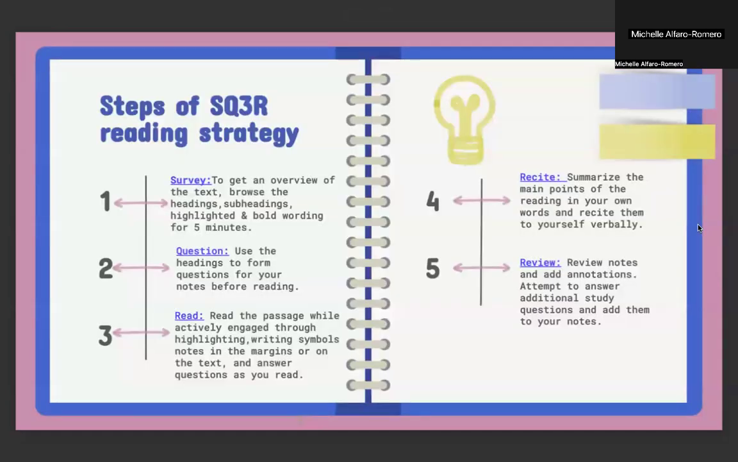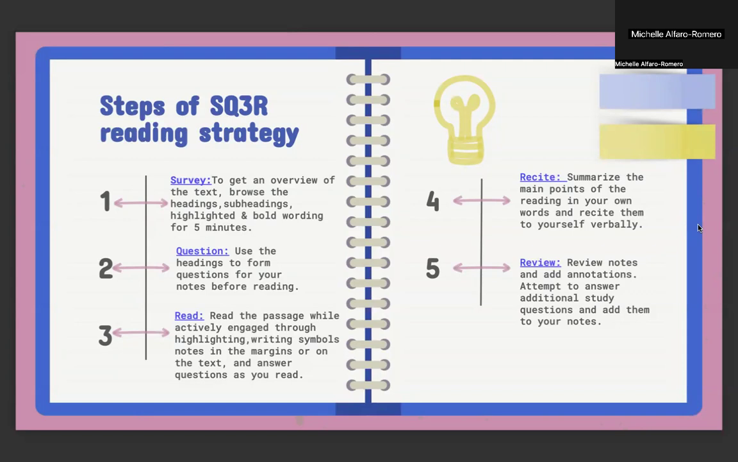The steps of SQ3R include step 1, survey, which helps you get an overview of the reading by browsing the headings, subheadings, and highlighted wording for the first 5 minutes. Step 2, where you use the headings to form your questions before you start reading. Step 3, where you actively read the passage and engage with it by either highlighting or writing notes and symbols on the text or in the margins and answering questions.